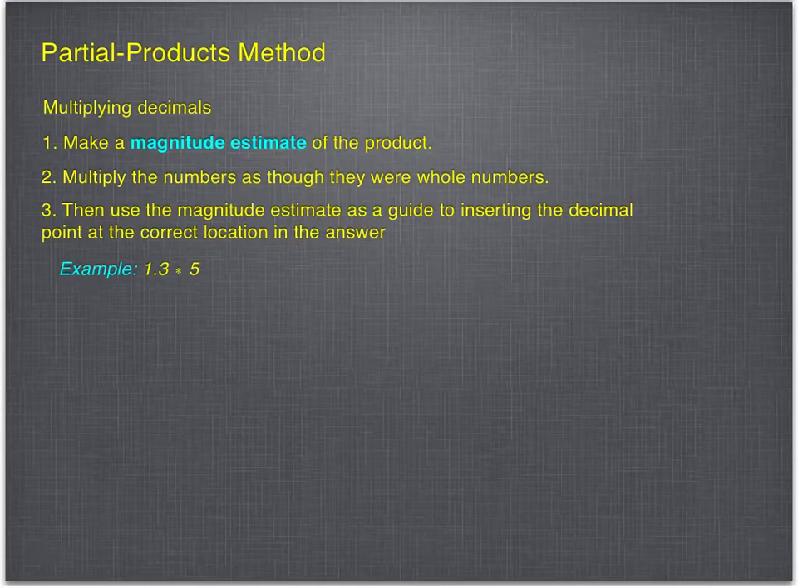So 1.3, I'm going to round down to 1, and 5 I'll just leave alone. So 1 times 5 equals 5. So our answer should be in the ones place, because the answer here is 5. Okay? Alright, so now let's do our multiplication.